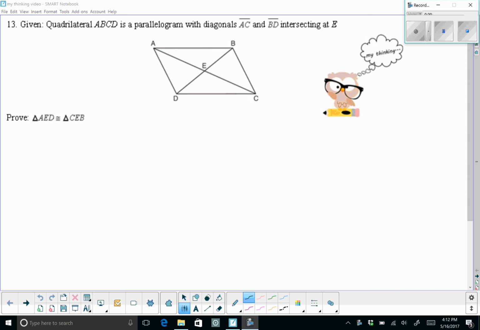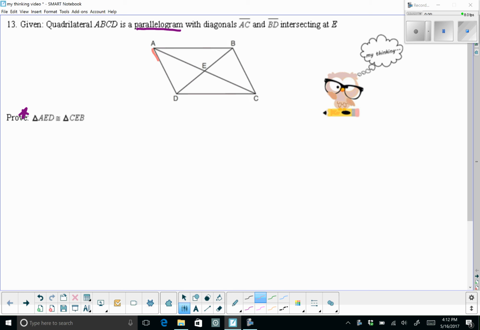In problem number 13, we're given that quadrilateral ABCD is a parallelogram with diagonals AC and BD intersecting at E. That's all the given that we have to prove that two triangles AED and CEB are congruent to each other. So I actually like to start with these problems just by highlighting over the triangles, since there are so many in this diagram that I could be looking at.